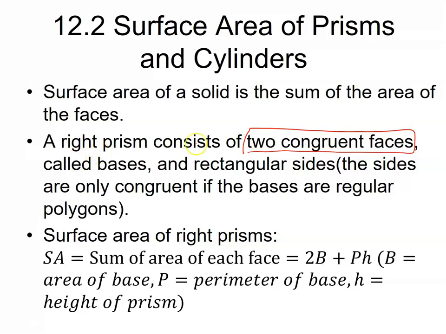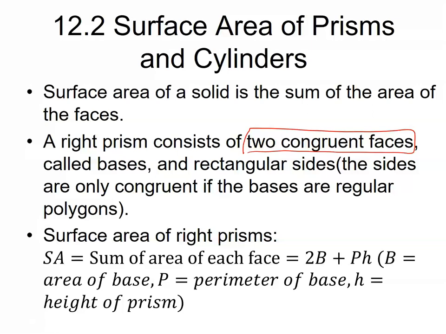And so then a right prism consists of two bases, those congruent faces, and then rectangular sides. Those rectangles are not necessarily the same size, so you might have different size rectangles. The only time those rectangles are congruent is if the bases are regular. So if you have a rectangle for your bases, then your sides will not be congruent. If you have a right triangle for your bases, those rectangles will not be the same size.